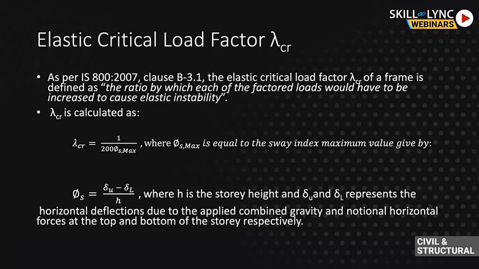And if you are performing an elastic analysis, if the lowest value is greater than 5, that's good news. That means you can account for second order effects using the moment amplification factor. If it is less than 5, then you must carry out a full second order analysis. You're not allowed to use the moment amplification method.